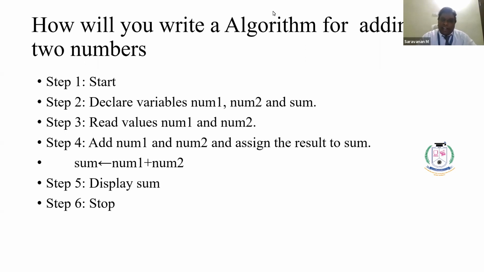Now, after declaring the variables, you use printf and scanf to read them from the console, you add them and assign the result to sum. This is the process that is happening. And after assigning it to sum, you display the sum. Now, this is called an algorithm. And every program is preceded by a start and ended with a stop.